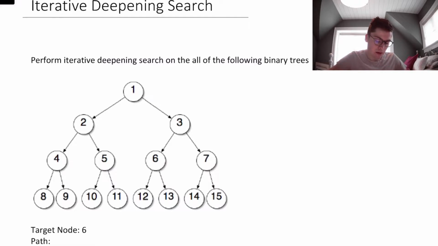For these questions, it's asking to perform iterative deepening search on all of the following binary trees. For the first one, it's just 1 to 15, and the target node is 6. So we're trying to get the path that gets us there. And one other thing before we start is, as the name implies, iterative, there's going to be many iterations of the search. So we're going to need a variable that delimits which iteration we're on.